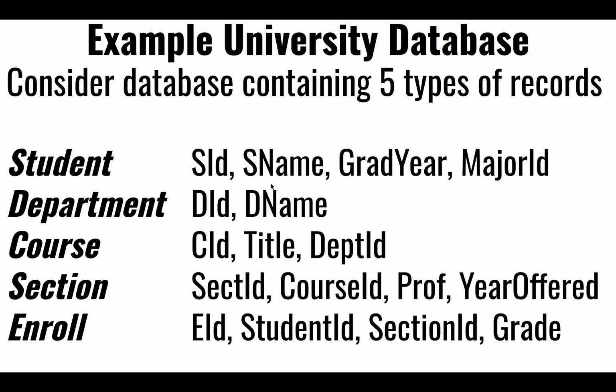Section also is providing a relationship. It is saying that this section belongs to that particular course. Right? The course also says that it belongs to this particular department, and the student also says what department they belong to, major ID. Right? They belong to a particular department. They enroll in a particular department.